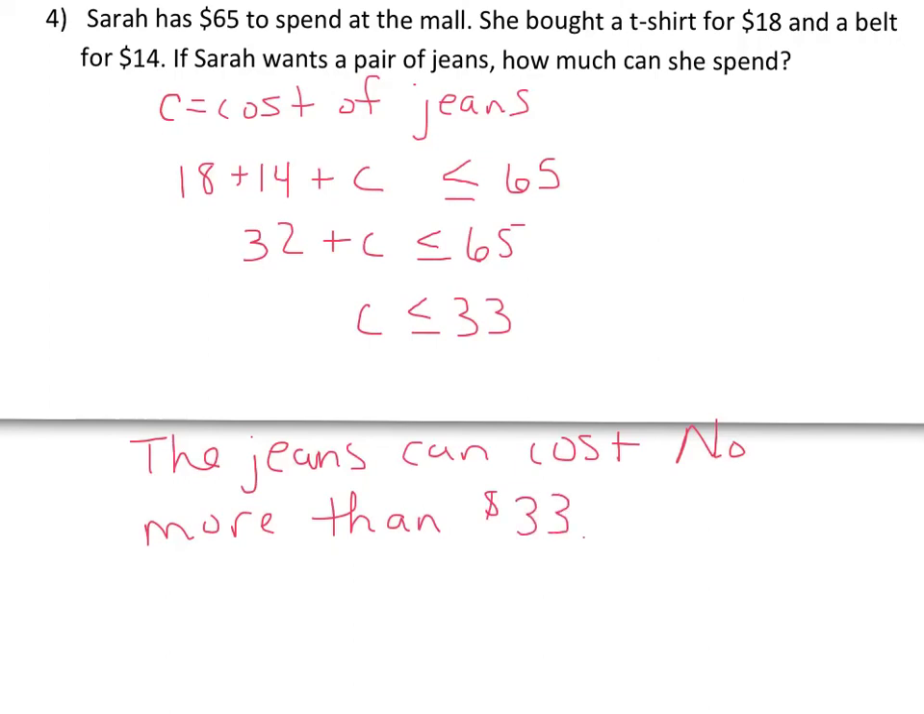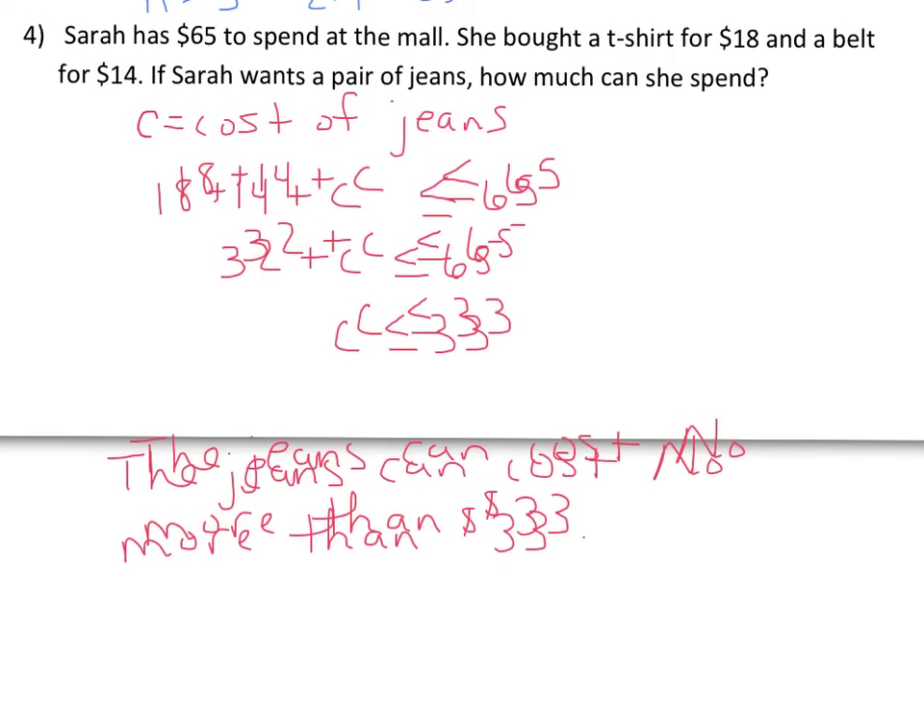And technically I should have probably put this in set builder notation. So I'll have all values of C such that C is less than or equal to $33. And that concludes the lesson for today.